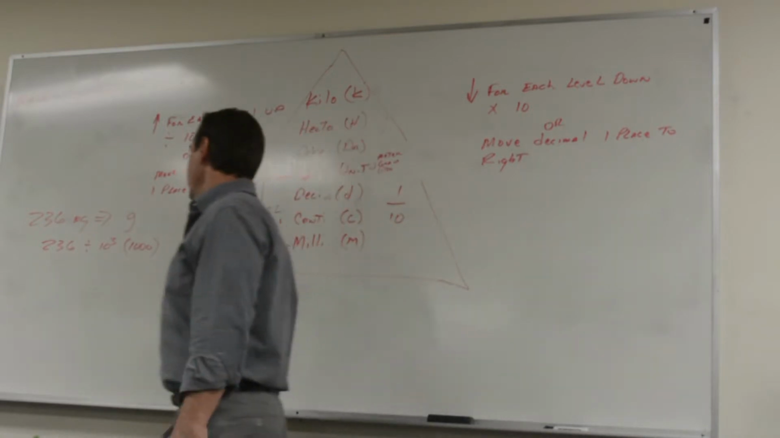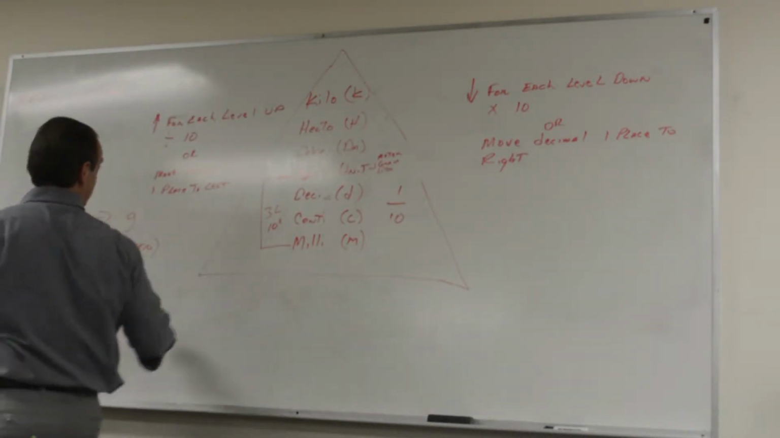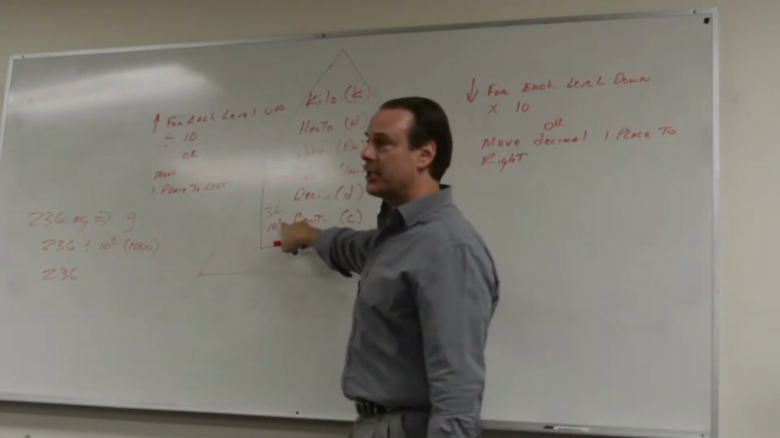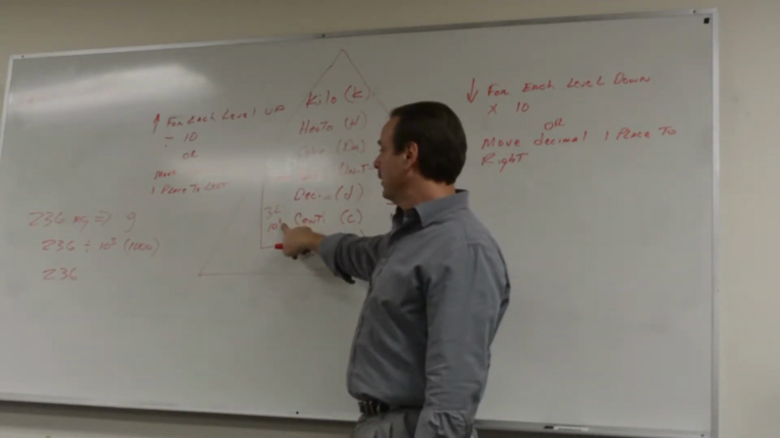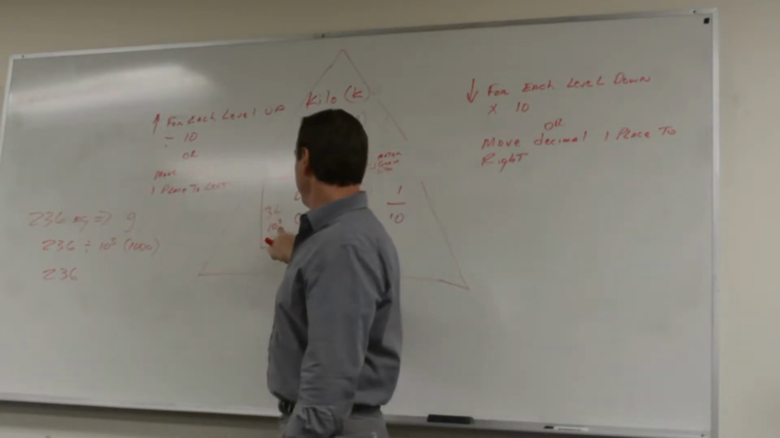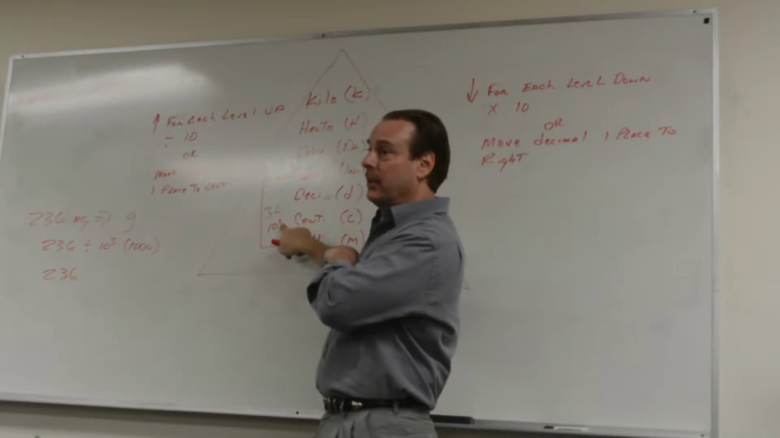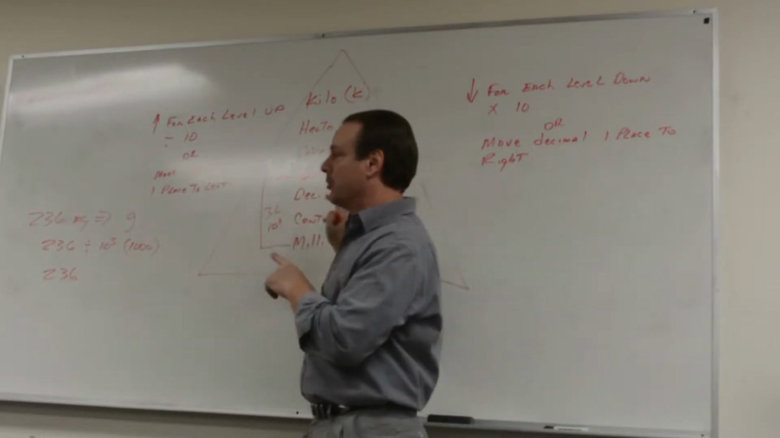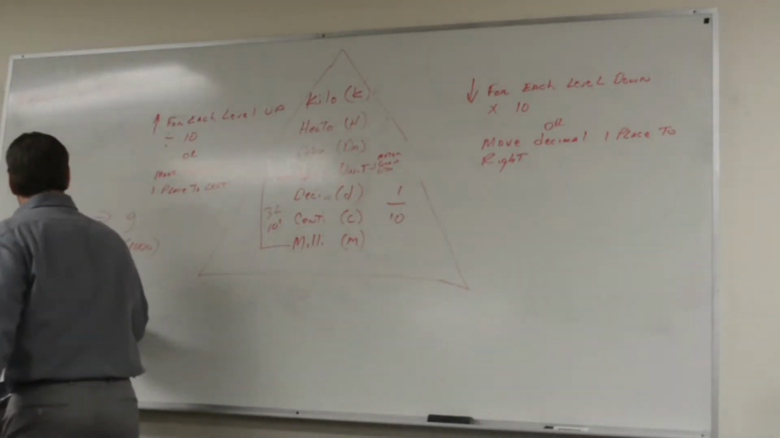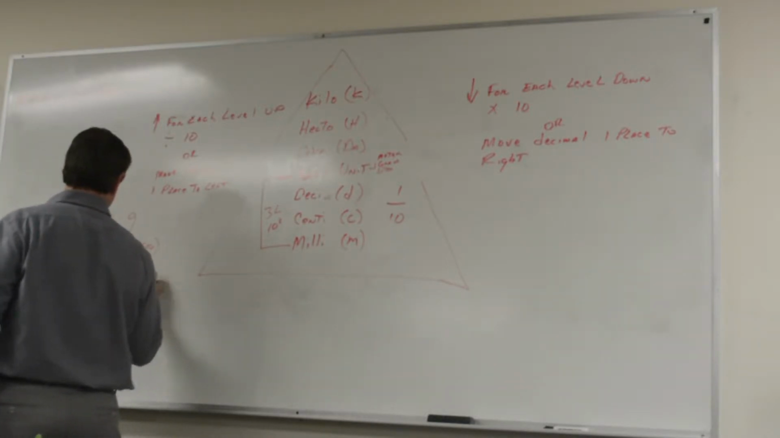Or we could say, let's go over here. The number of the levels is the same as the exponent, right? If we're going to go up, we're going to have to move the decimal. The number of places to the left will be the same as the exponent. So 3 levels, 10 to the third. Let's move the decimal 3 places to the left. Like that, we're going to get 0.236.